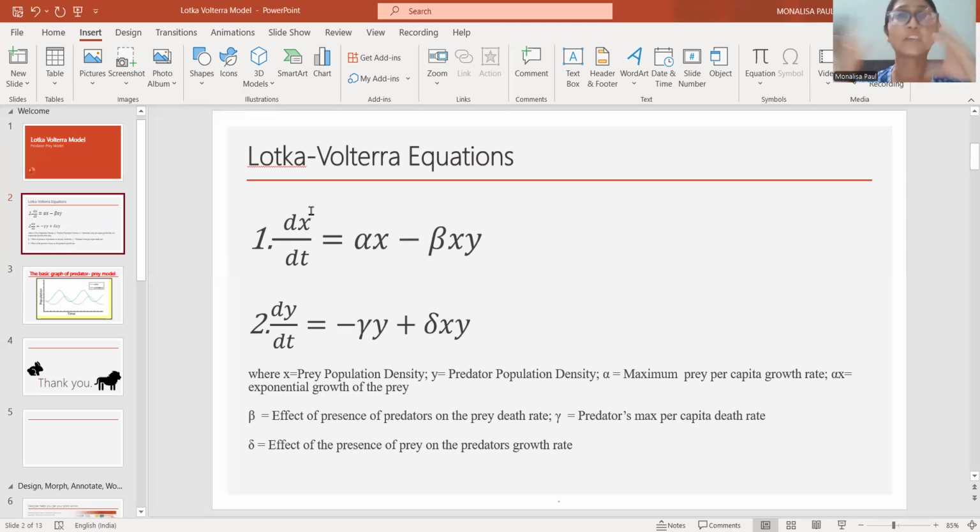Suppose I take fox and rabbit. X is the population density of the rabbit. Alpha is the maximum prey per capita growth rate, that is, what maximum growth can take place. So dx upon dt, or dp upon dt, is the instantaneous growth rate: the growth rate at a particular instant. Have you wondered what growth rate is? In layman's terms, it is the birth rate minus the death rate.